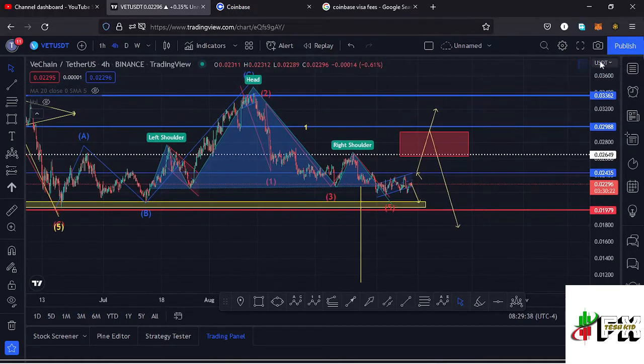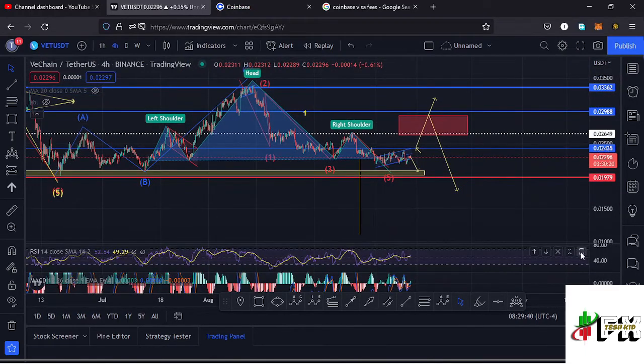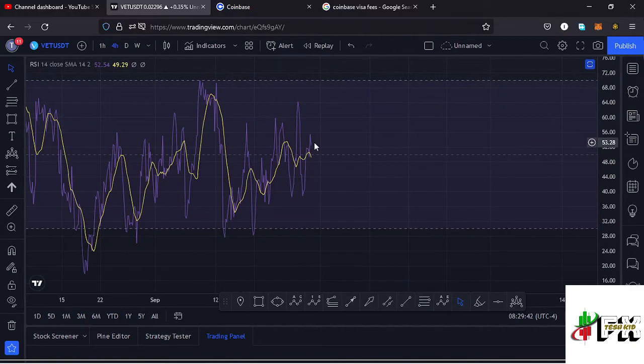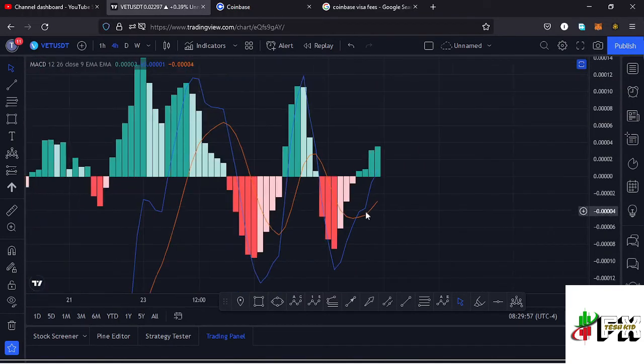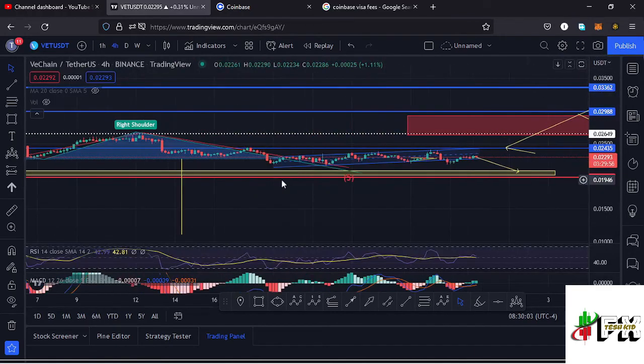So taking a look at the indicators here on the 4-hour RSI, we are trading at around the 53 mark, and that means we have massive room for us to support any movement to the upper side. Also taking a look at the MACD, here on the MACD we have printed a bullish cross, and that would mean higher prices could be coming our way. So let's be patient and see how that plays out, and I'll keep you updated.